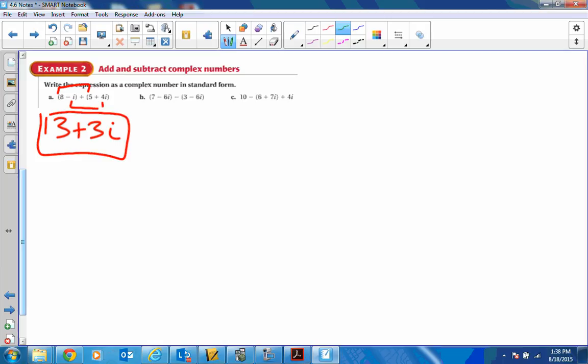Now, subtraction, what I like to do is distribute the negatives so I don't make any mistakes. So I'd rewrite it as 7 minus 6i minus 3 plus 6i. And when I combine like terms, 7 minus 3 is 4, and negative 6i plus 6i cancels out. So my answer is just 4.